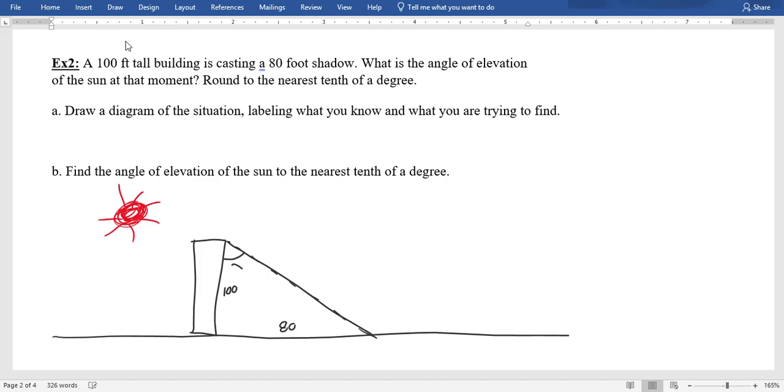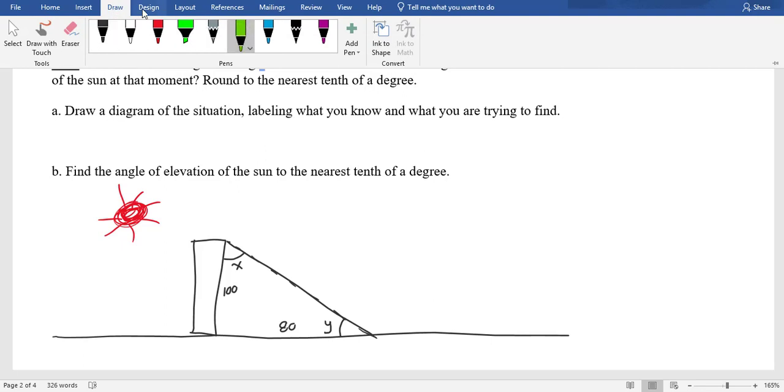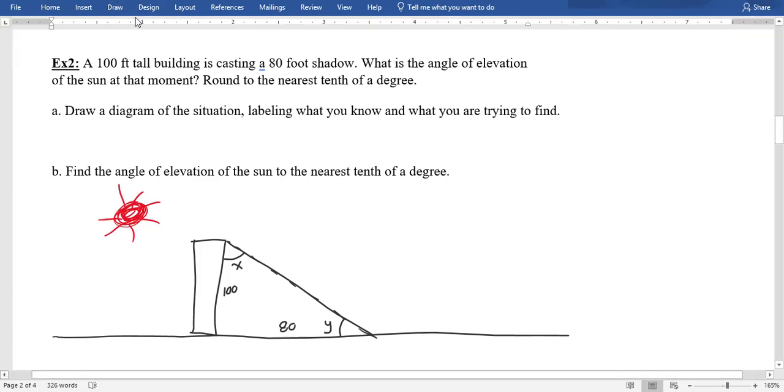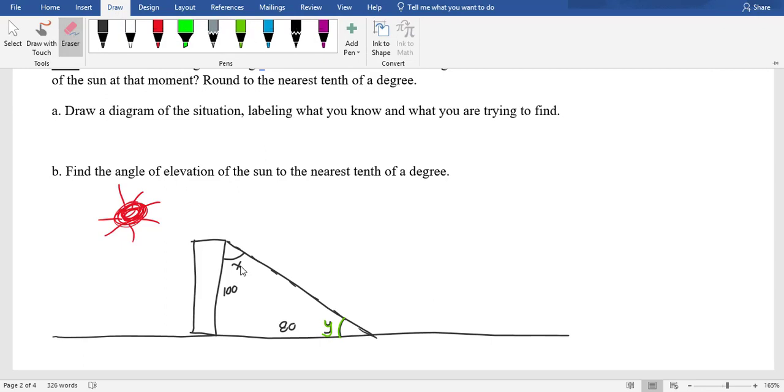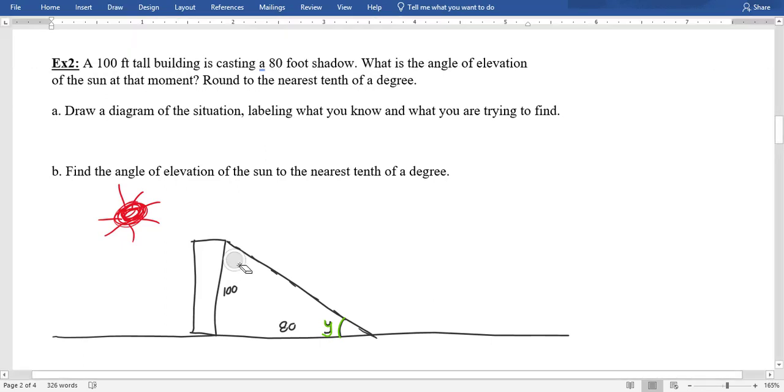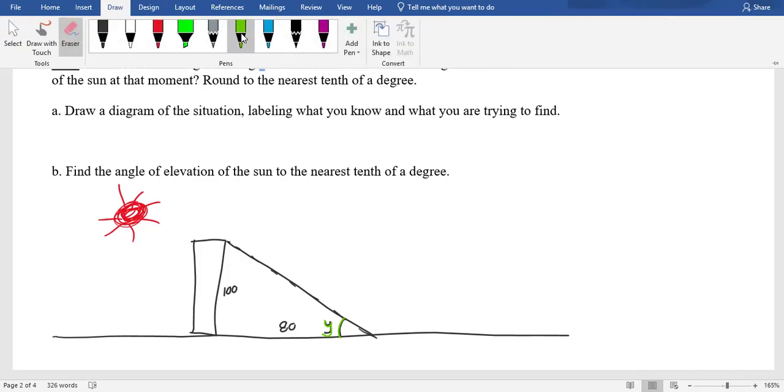So I have a question for you. Would it be this angle here or this angle here? I want you to answer that in your head, and I'll tell you the correct answer in a second. It would be this angle right here. Why? It is not this angle that I labeled as x, because that angle doesn't touch a horizontal line. Angle y does.